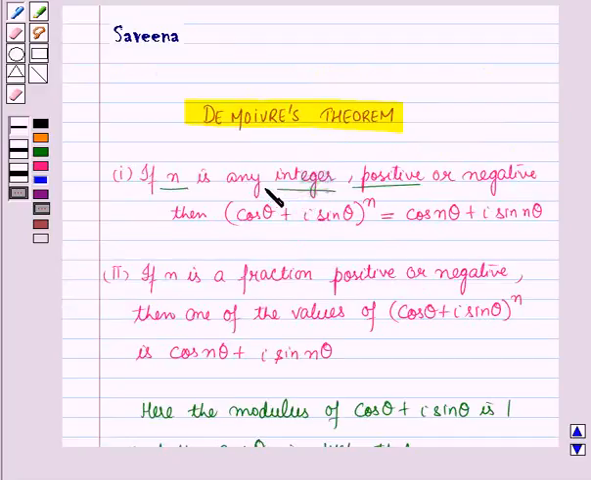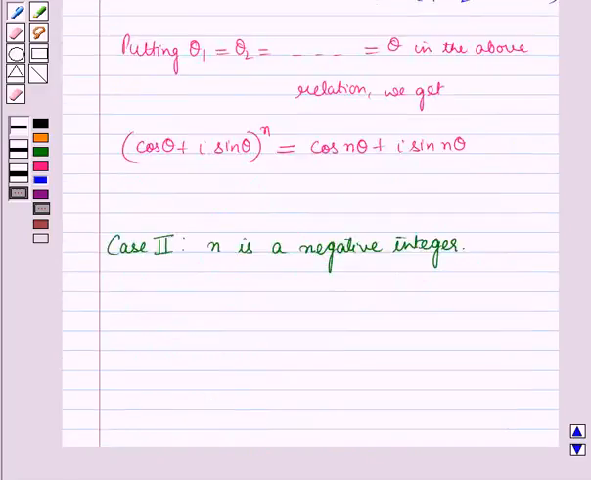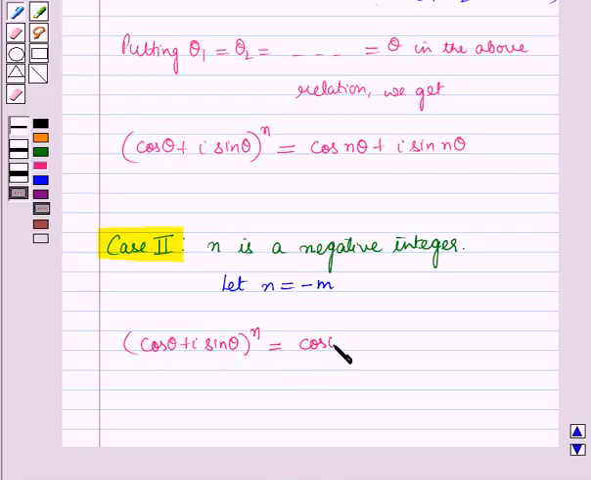Now we will discuss the second case when n is a negative integer. Now let us start with the second case. First of all, let n is equal to minus m where m is a positive integer. So in this case, (cos theta plus i sin theta) raised to power n will be equal to (cos theta plus i sin theta) raised to power minus m, which can be written as 1 over (cos theta plus i sin theta) raised to power m.